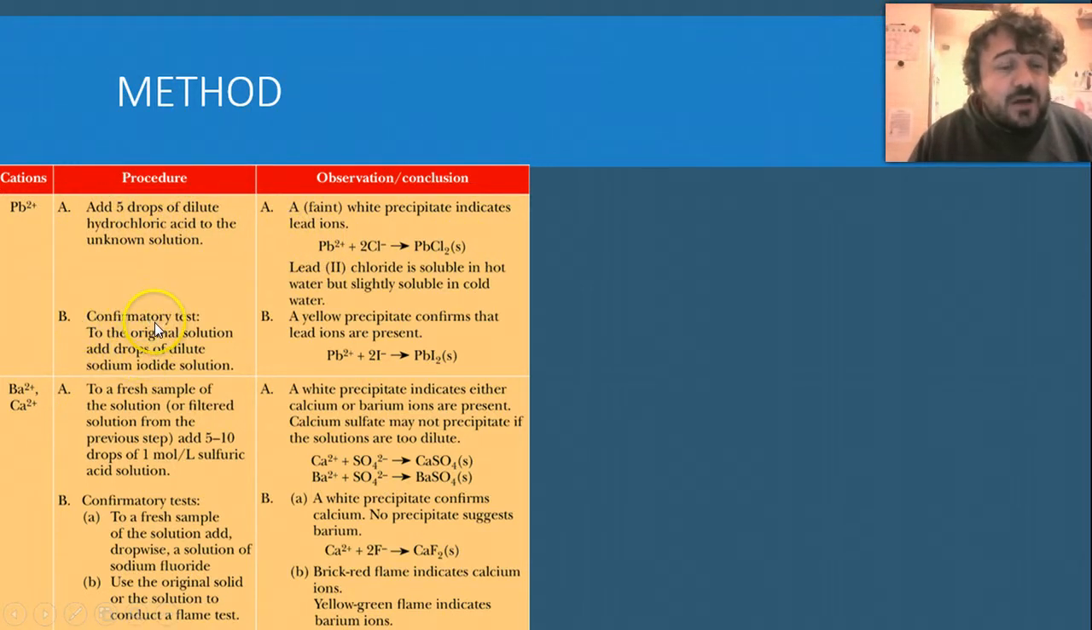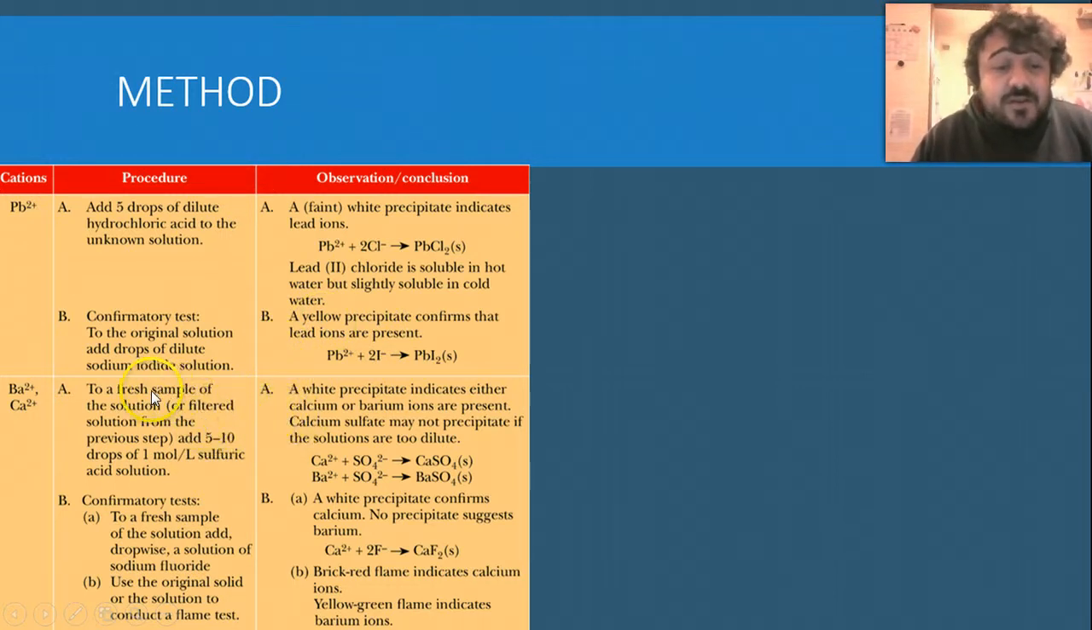All right, so you want to confirm it. You add some sodium iodide into the solution, and you'll also get a yellow precipitate. Now you'll see that you could actually do either of those; it wouldn't make a difference. This one's a bit trickier.